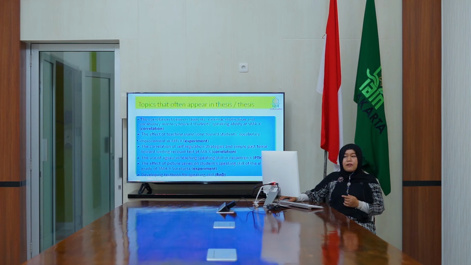And then the use of jigsaw in teaching speaking skill in Pesantren X. This is PTK or classroom action research. And then the effect of picture series on student speaking skill of the 11th grade of SMA X Surakarta. This is a title of an experiment. And then the development of a textbook for speaking skill. This is R&D. Those are examples of thesis titles. Here is a traditional title.